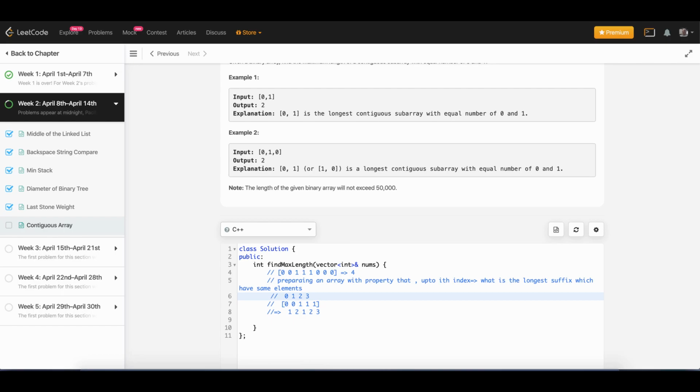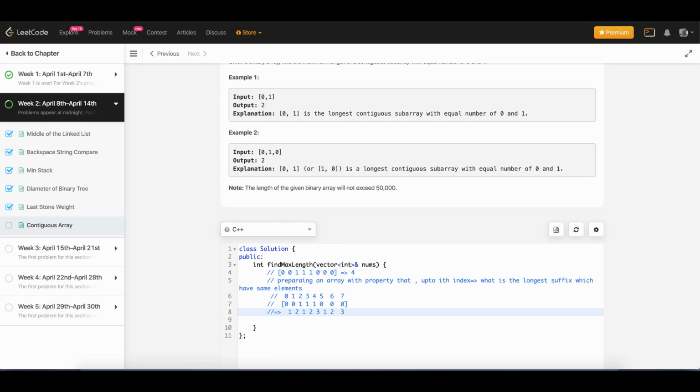Okay, 4th position, and now the 5th position is 0 again. So now the longest subarray length will be 1, and if it is 0 again, the longest subarray length will be 2. If it is 0 again, at index 7, the longest subarray length will be 3.